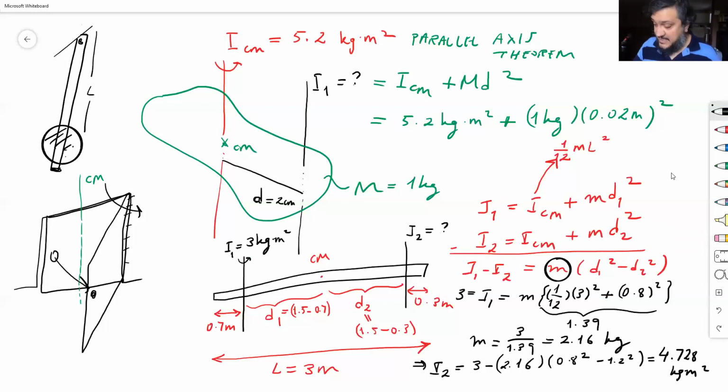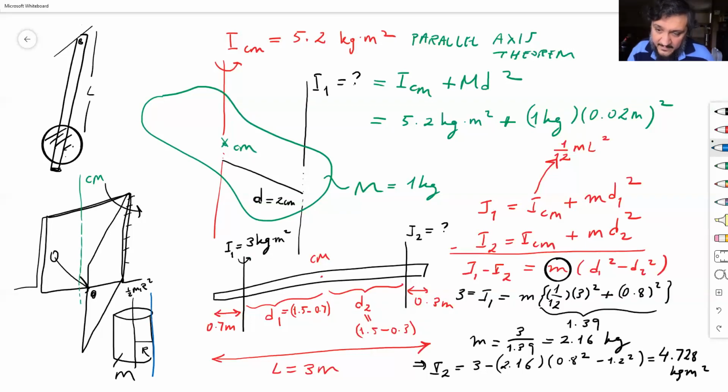So as an exercise, go through that table in the book. Take a cylinder, for instance, of a given size m and r. You know the moment of inertia, that's 1/2 mr squared, if the axis goes through the center. Now calculate the new moment of inertia with respect to this axis. Okay, as an exercise.